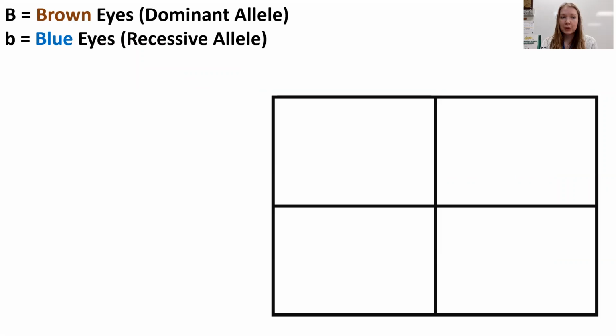So we're going to be looking at eye color, only 2 eye colors, brown and blue. We're going to say that the dominant allele is the brown eyes and the recessive allele is the blue eyes. And we represent the dominant allele by using a big letter B and the recessive allele using a little letter b. So we put parent 1 on the top and parent 2 on the side.